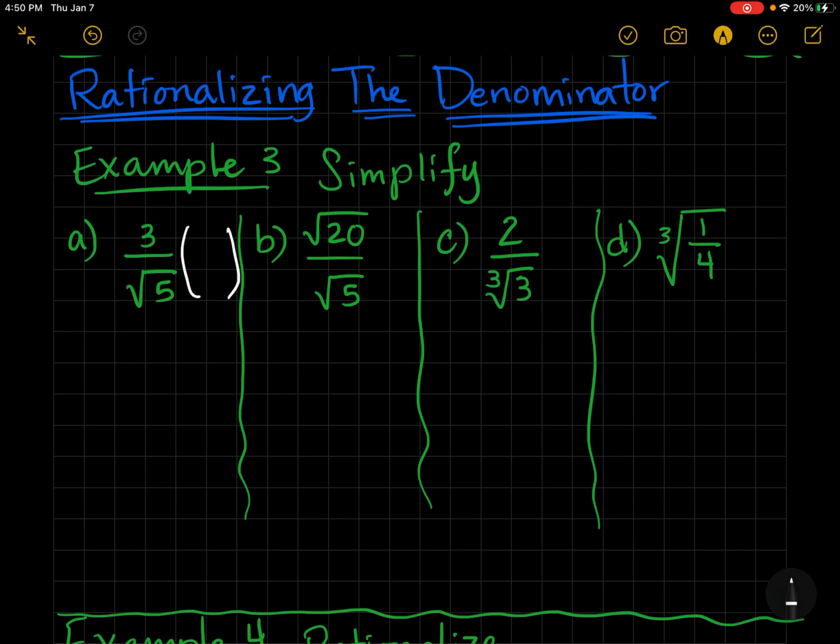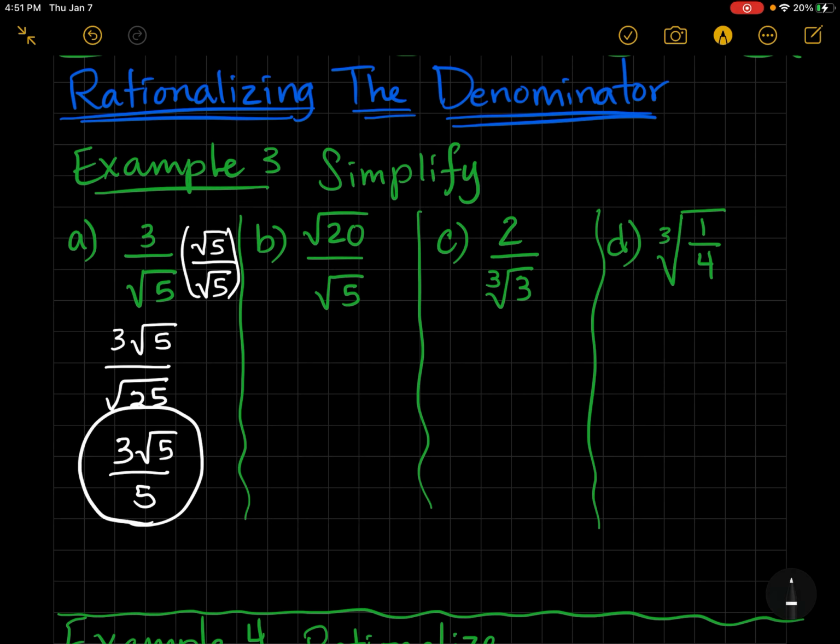So what we're going to do is make the denominator a perfect square by multiplying by radical 5, because 5 times 5 is 5 squared. So we know that's going to work. And whatever you do on the bottom, you do on the top. So I have 3 radical 5 over square root of 25, which is perfect because we designed it that way. Final answer.